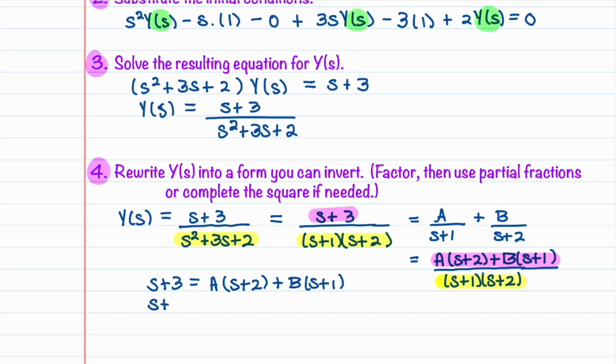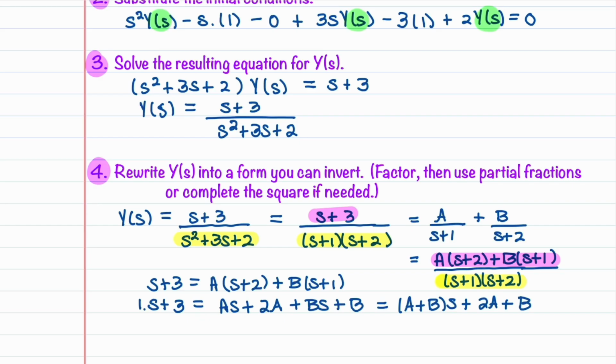Now let's go ahead and multiply out our right-hand side. This gives us as plus 2a plus bs plus b. I'm going to go ahead and combine the s's. So we have an a plus b that multiplies s, and then we have a 2a plus b. To make this easier, on the left-hand side, I am going to put a 1 in front of the s.